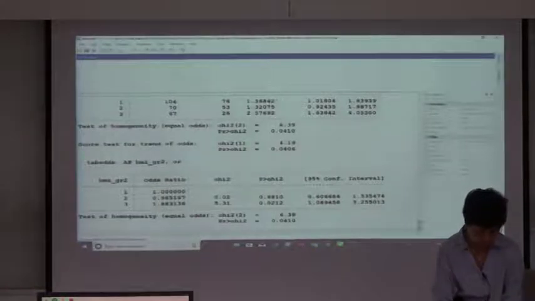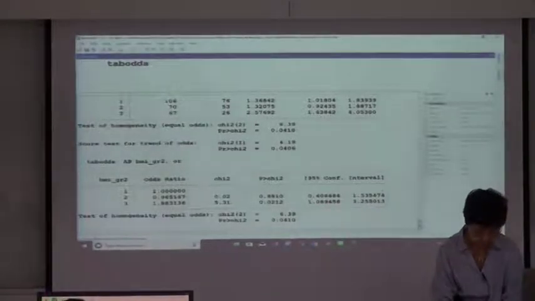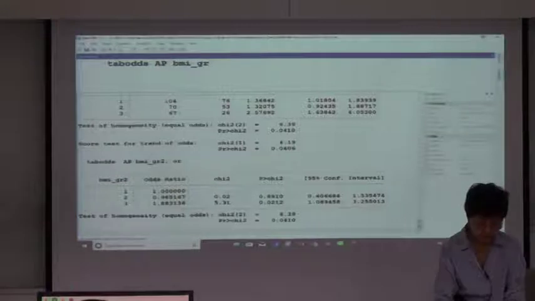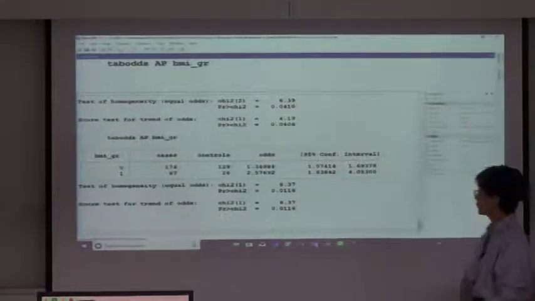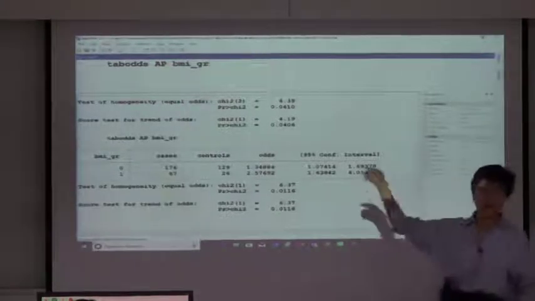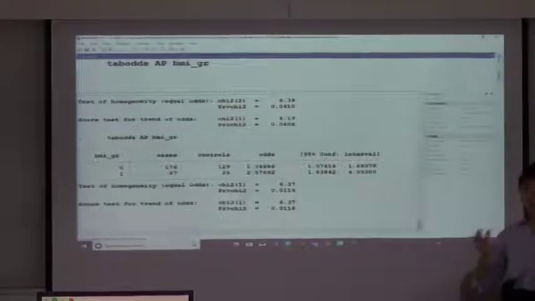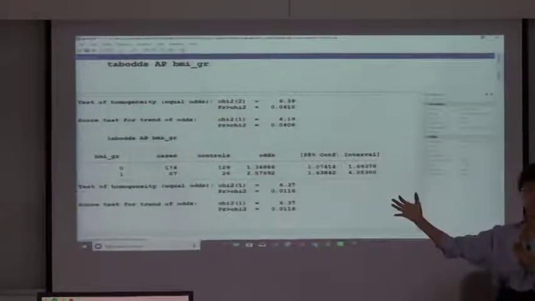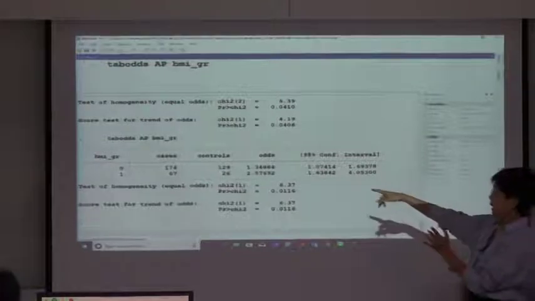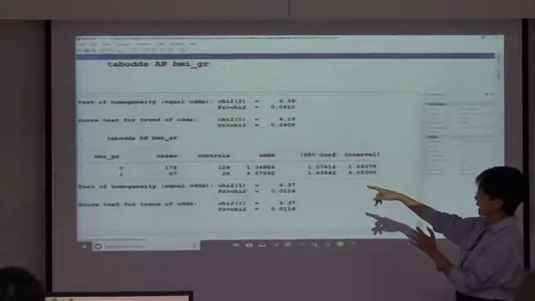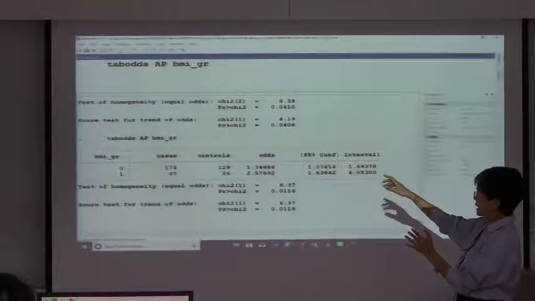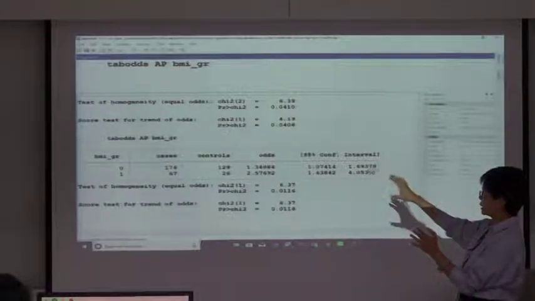Okay, let's tabulate AP and BMIGR. So right now, after we combine, the BMI 24 or lower together is compared to 25 or higher. Right? And the odds ratio, the odds of having the AP, is about 1.34 versus 2.57.